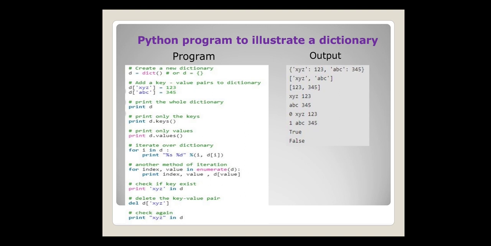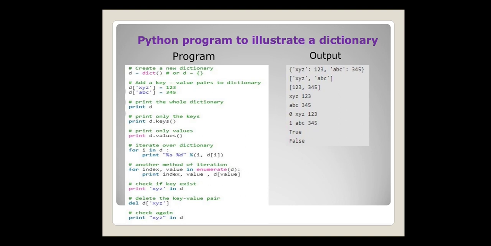Then if you want to check whether a key exists in a dictionary or not, you can just specify that key name. So here the statement is print xyz in d, so it will check whether it exists or not. If it exists, it will respond using a boolean. Boolean means there are only two values, either true or false. If the value is present, it will show true. If the value is not present, it will show false. So xyz is already present in the dictionary, so it will show true.